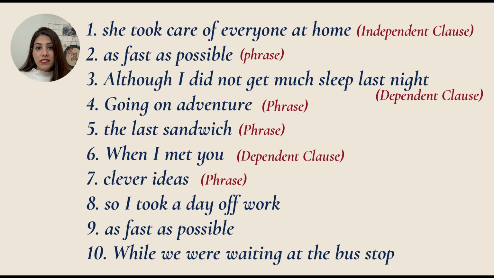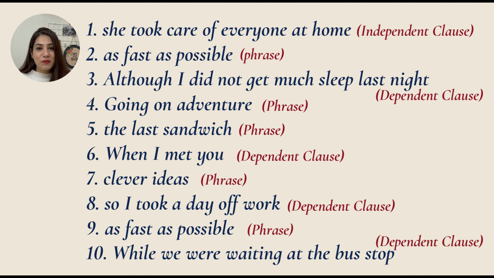So I took a day off work. I is a subject, took is a verb, but there is also the presence of a conjunction. So it is a dependent clause. As fast as possible. There is no subject, it is a phrase. While we were waiting at the bus stop. We is the subject, waiting is the verb, while is a conjunction, it's a dependent clause.